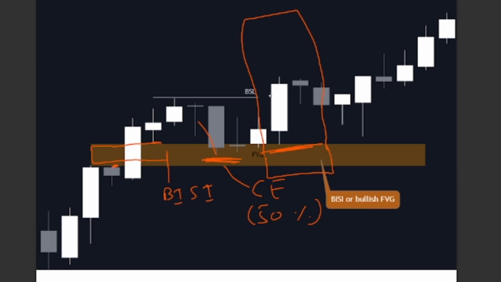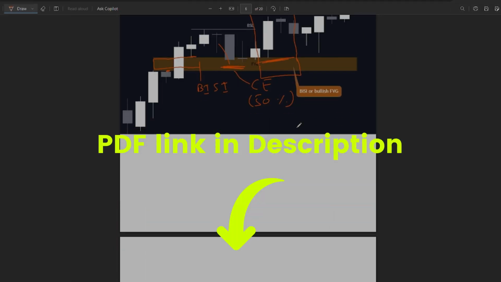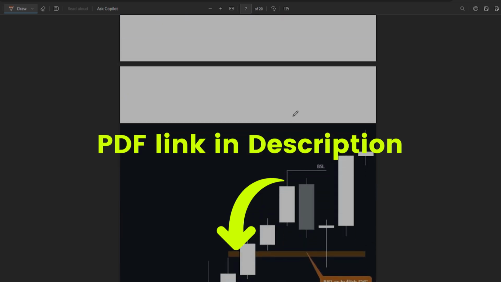I have also attached a second example in the PDF, which you can view and download so that the video doesn't get long, and it is a similar example.